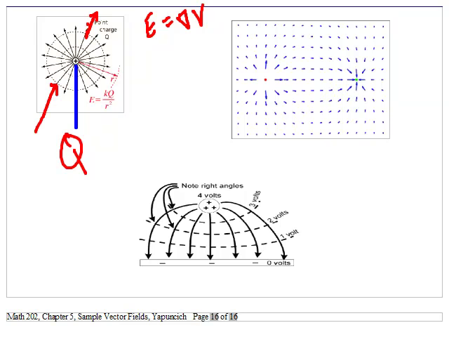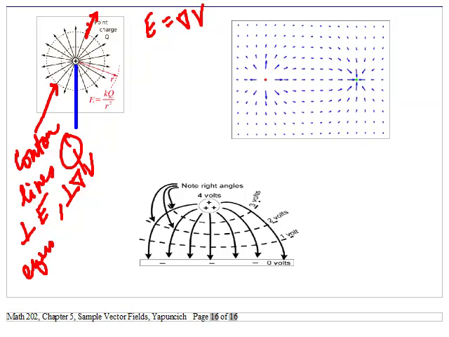And perpendicular to it, you see these circles. Those circles are the contour lines. They are perpendicular to E, which means they're perpendicular to the gradient of V. So they are lines of equipotential, similar to what I was trying to show for the gravitational field.